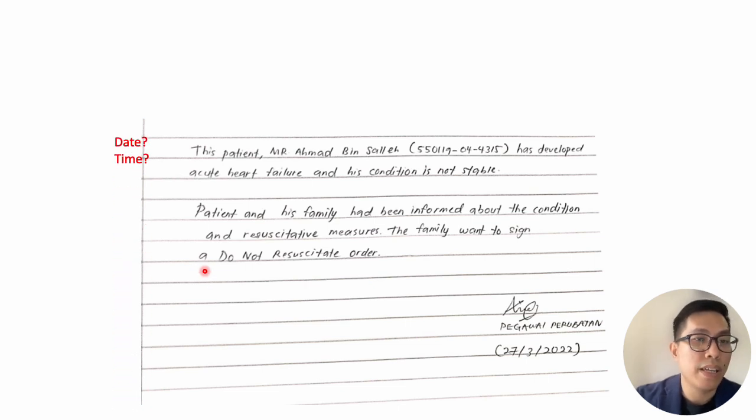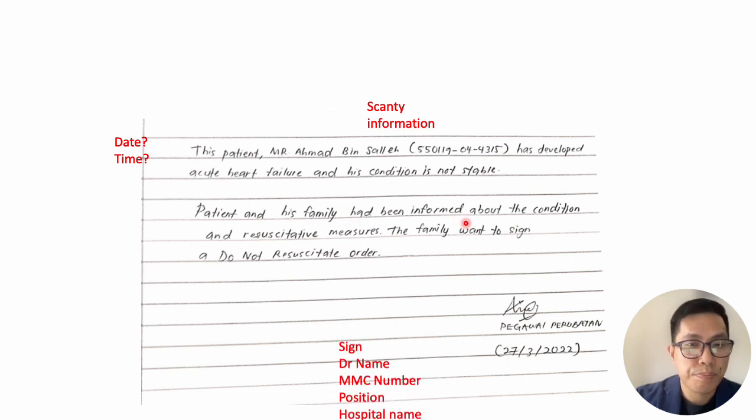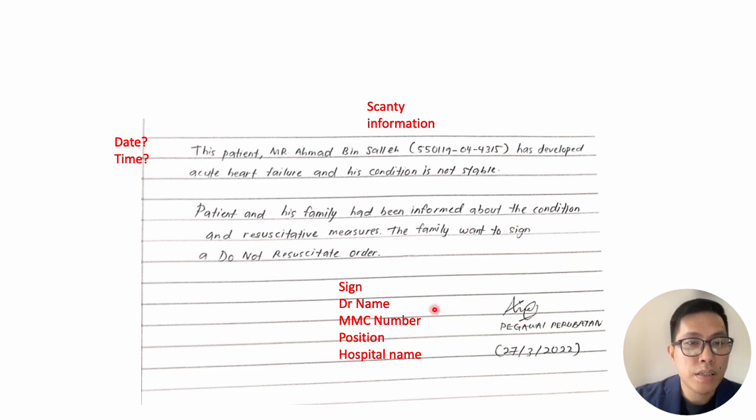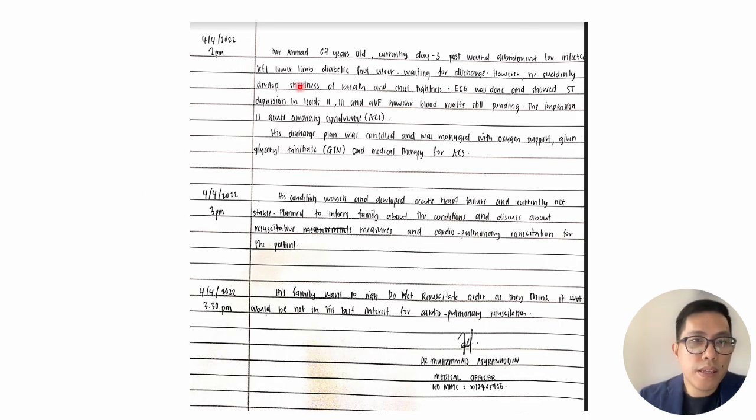First, where is your date and time? If there is no date and time, your documentation is not complete. All right, the information needs to be more complete. Okay, your signature must be followed by your name, your MMC number, your position, whether you're a houseman or a medical officer, and your hospital name. All right, so the date at the bottom here is not accurate. Okay, but at least he has some date, he just needs some timestamp, right?